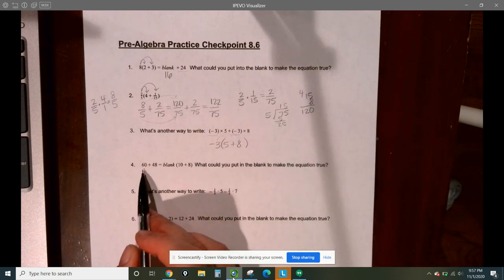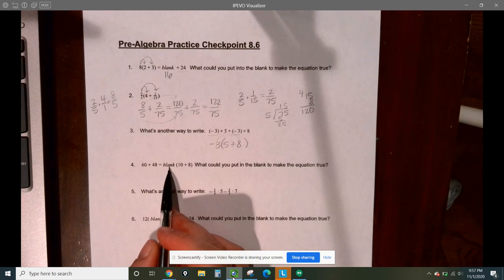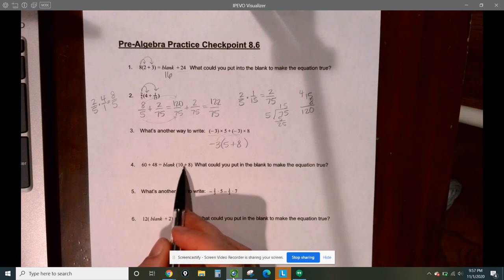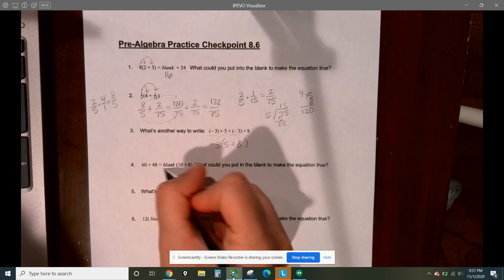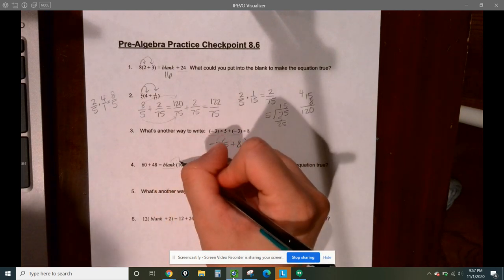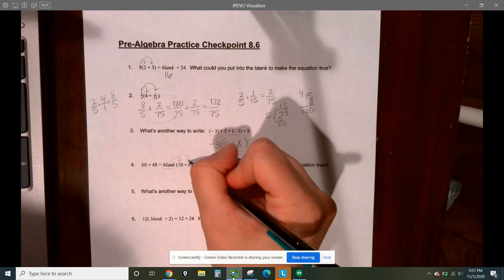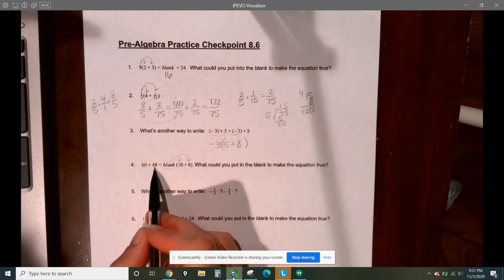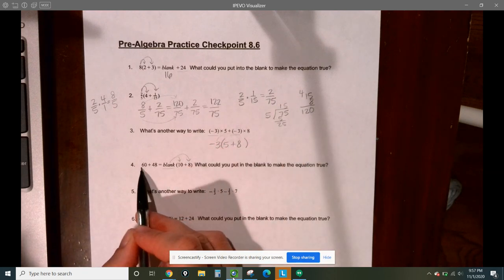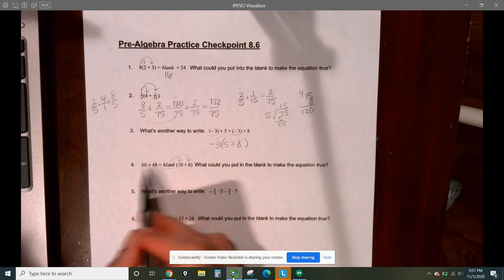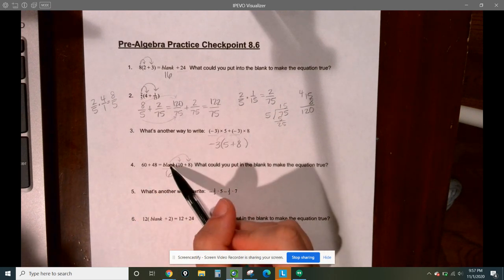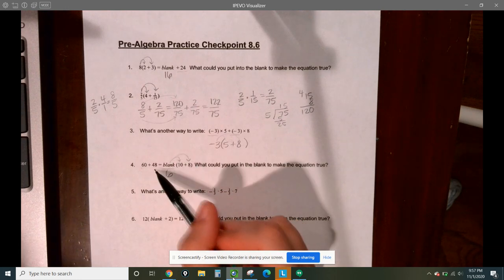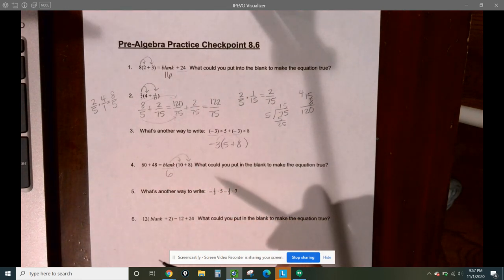Number 4, 60 plus 48 equals blank times the quantity 10 plus 8. So the distributive property again, I'm going to put something here so that when I multiply it by 10 and multiply it by 8, I get these numbers. You're trying to figure out where the 60 came from. Something times 10 is 60. Well, hopefully you think, oh, that sounds like 6. And then if I did 6 times 8, I would also get that 48. So the blank there would be 6.